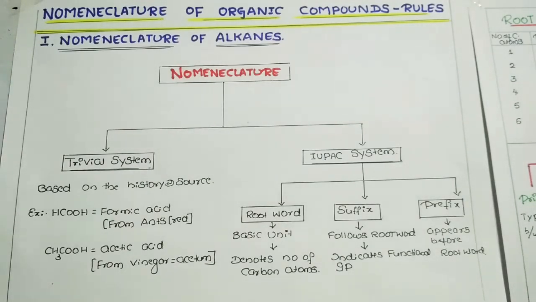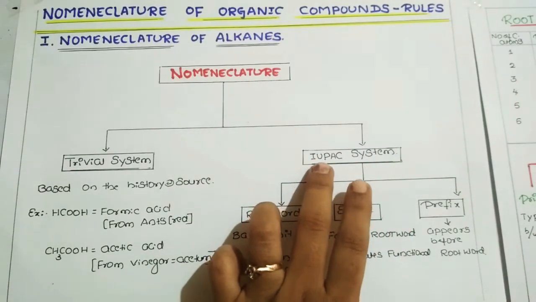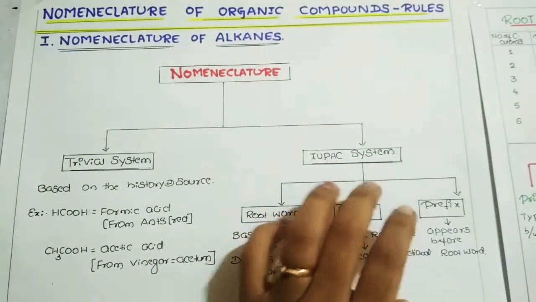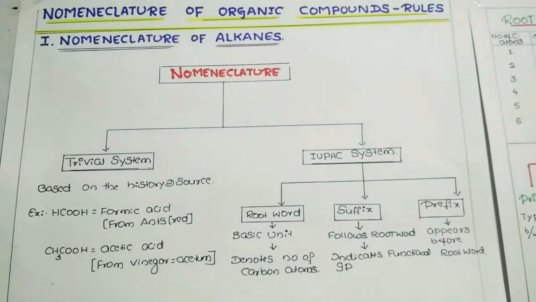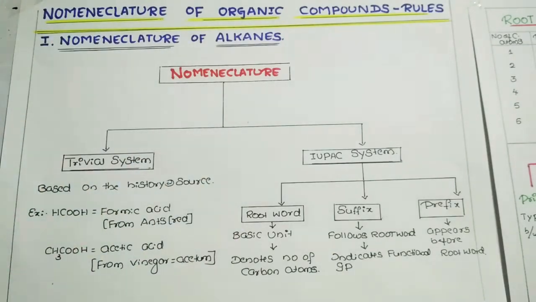But in order to give a common name, we need to follow one standard rule for the nomenclature of an organic compound. For that reason, they made a group of chemists known as IUPAC, the International Union of Pure and Applied Chemistry. They made a group and they followed some rules to name the organic compounds.